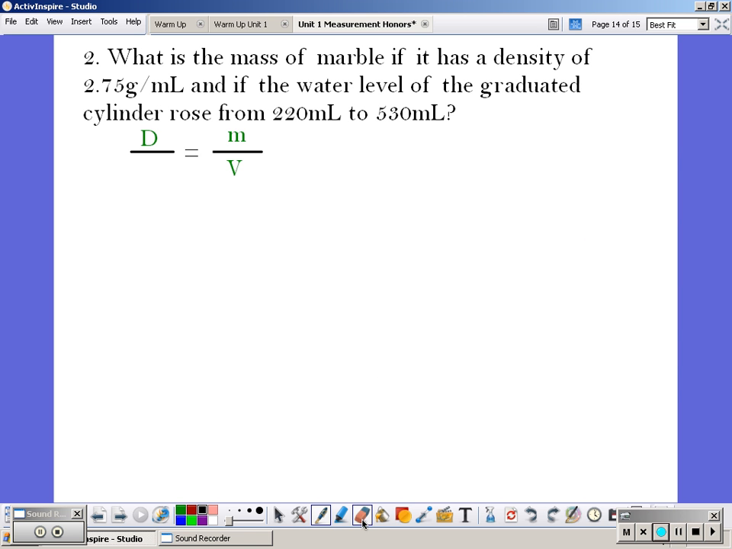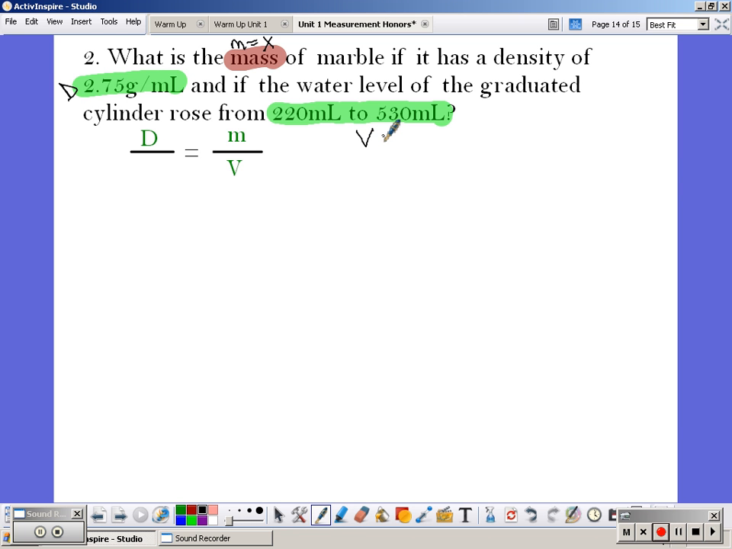In number 2, it says what is the mass of the marble. So I'm looking for mass, or my M. So M is going to be X in this case. If it has a density of 2.75 grams per milliliter. So notice that both grams and milliliter are with this number, so that tells me its density. Then it says if the water level of the graduated cylinder rose from 220 milliliters to 530 milliliters. So this is where I'm going to get my volume from.